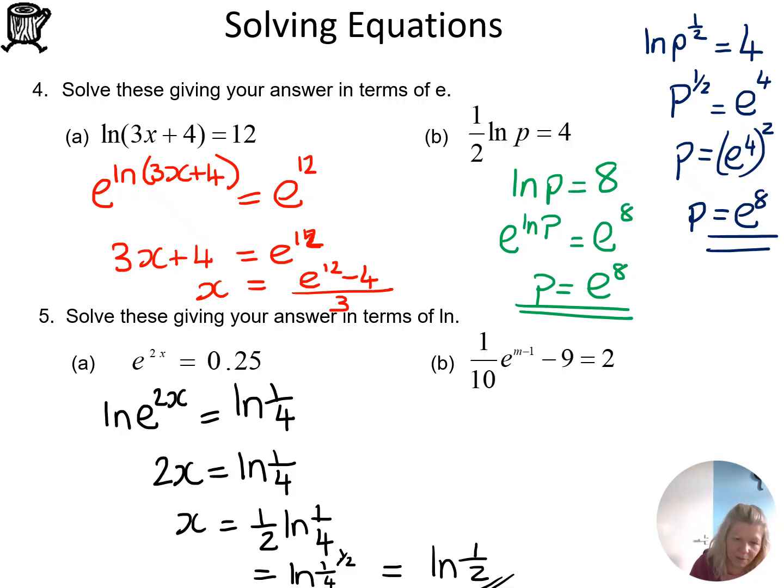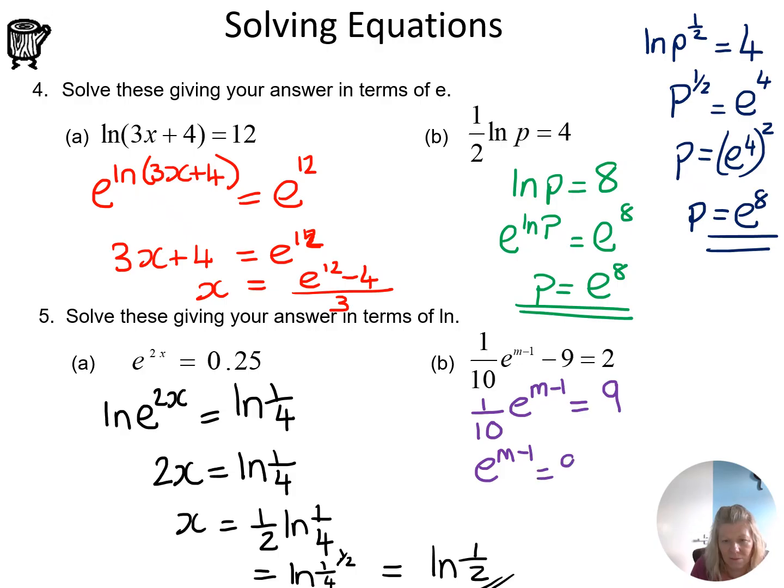Last one, part B. Wouldn't ln both sides straight away because you can't cancel anything out. You need an e without anything before it in order to get rid. So my first job probably would be to get rid of the 9. Add 9 to both sides, then times by the 10. Oops, I've said 90, that's 11, isn't it? What a nitwit. So that's 110.